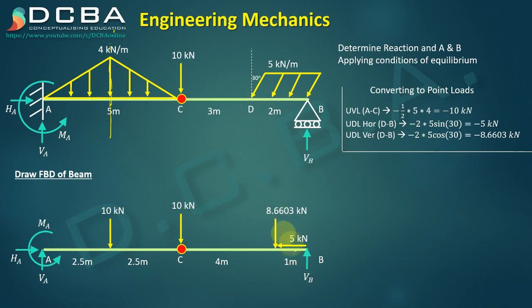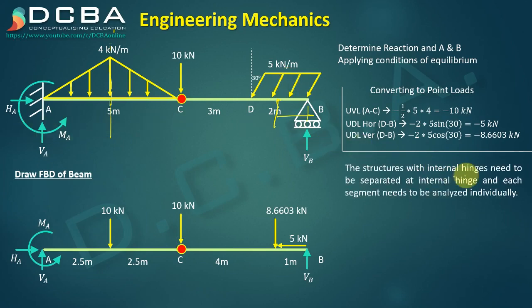We have these 2 components at a distance of 1 meter because 2 by 2, or the centroid of our UDL is basically half, right? So it will be acting at 1 meter.